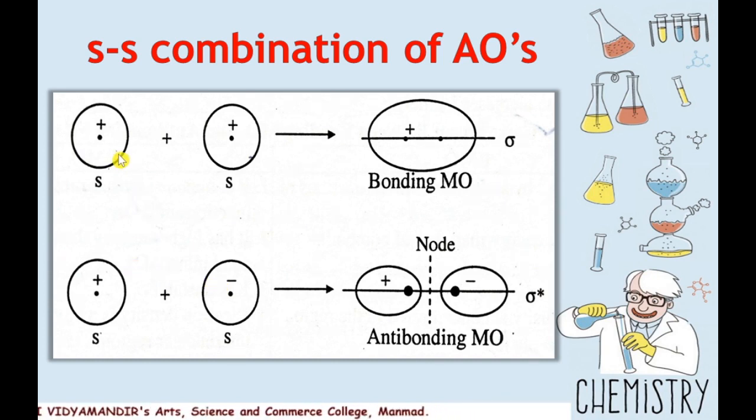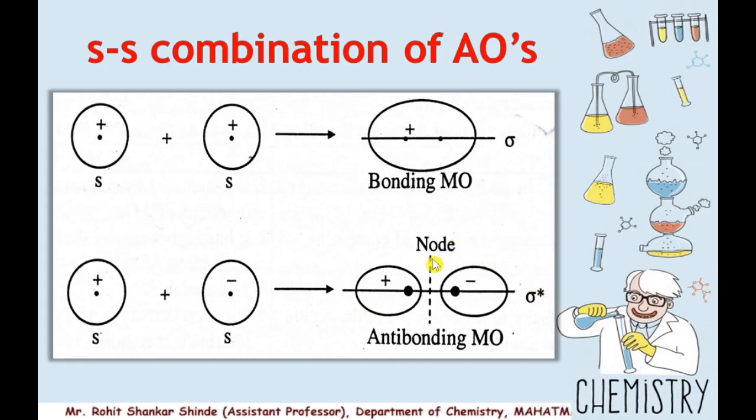When the lobes which overlap have the same sign, this results in a bonding molecular orbital with increased electron density between the nuclei. When the overlapping lobes have opposite signs, this gives an anti-bonding molecular orbital with a reduced electron density in between the nuclei. Here, bonding molecular orbital is sigma and anti-bonding molecular orbital is sigma star.